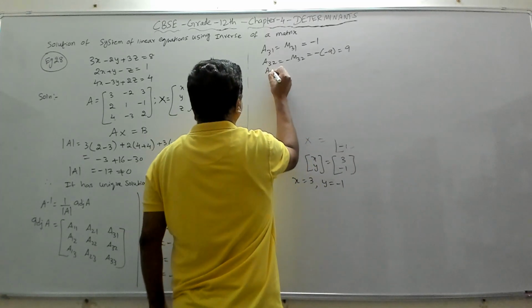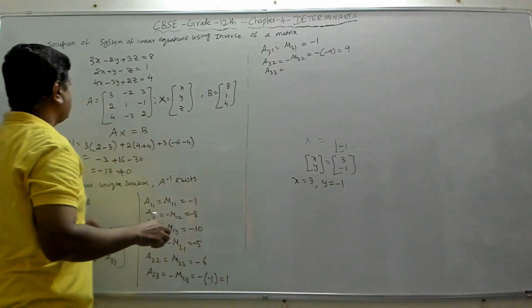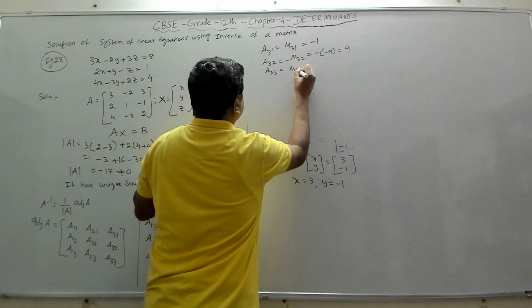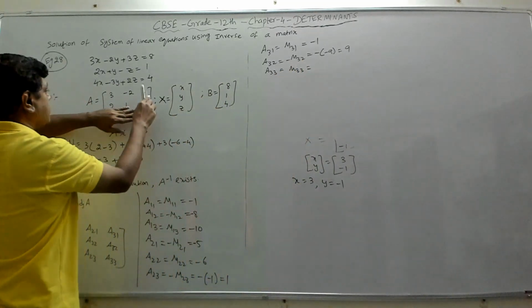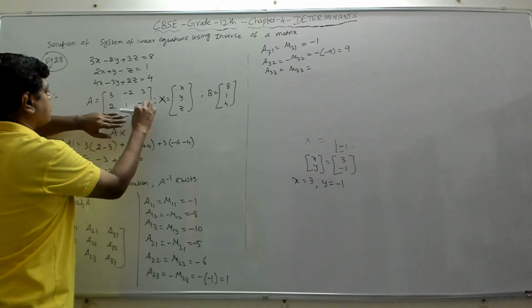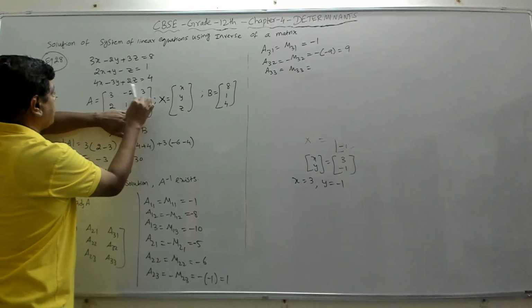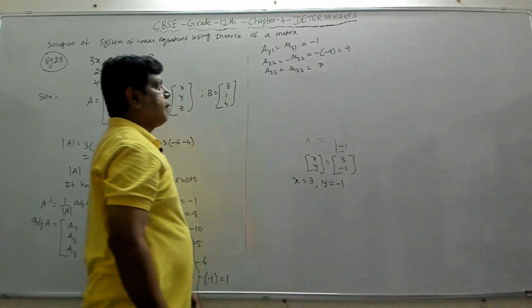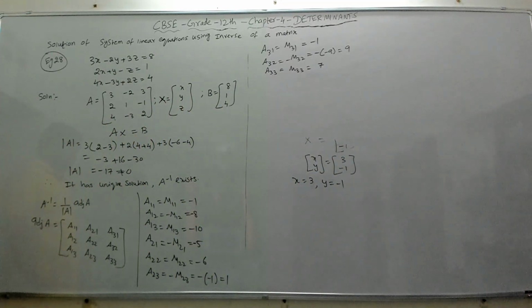Now A33 equal to, again we'll close this and this. It will become M33, minor of 3 3. So close this row and this column. 3 plus 4, 7. Fine. So now let's put all of these in this matrix.